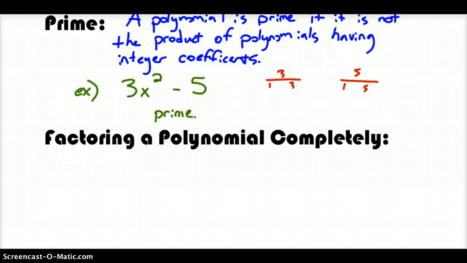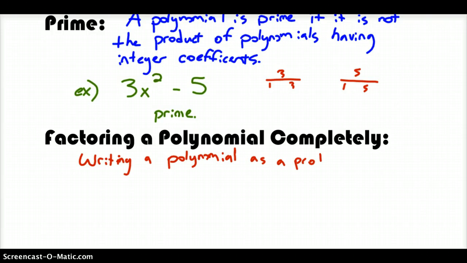Okay. Now the second part that we want to understand here is the directions when they ask us to factor a polynomial completely. Okay, and that's just going to be writing a polynomial as a product of monomials, or prime factors with at least 2 terms.